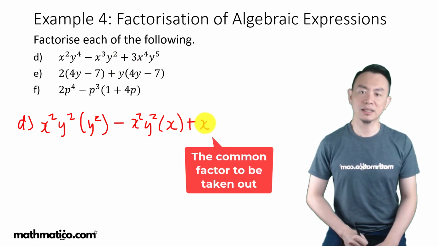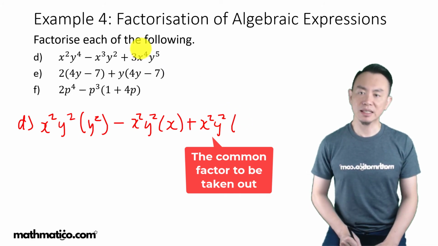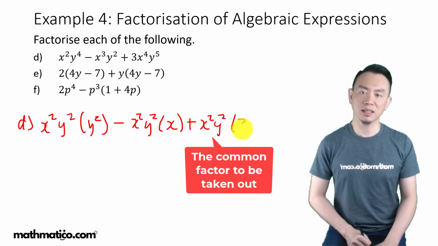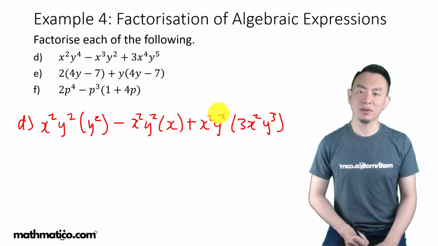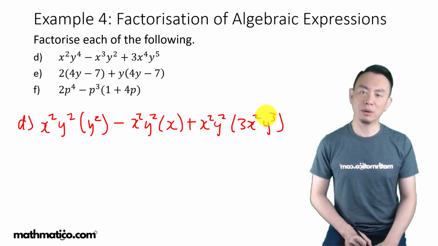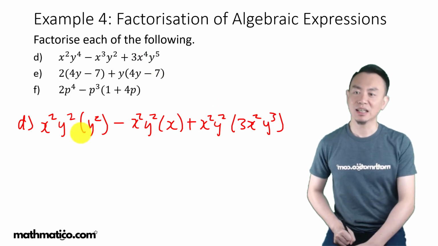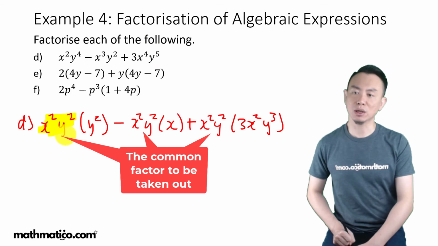Plus x squared, y squared, again the common factor. You're going to take this out, so you're left with a 3. x4, you took out x squared, you're left with x squared. y5, you took out y squared, you're left with y cubed. Okay, so just do a check. 3 times x squared is x4. Y squared times y cubed is y5. Okay. Now we have all these common factors.